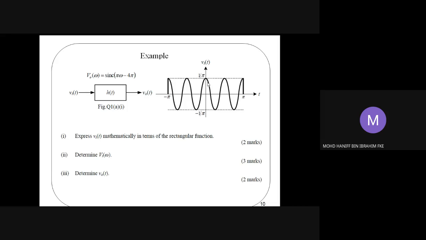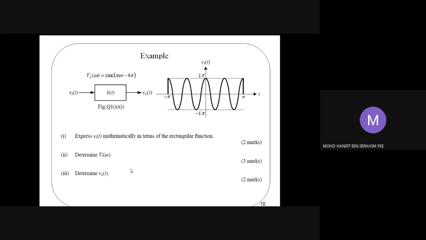It is further given that the signal Vi(t) is a cosine function, but limited between negative pi and positive pi. So it is a cosine function limited in time domain from negative pi to positive pi, with the amplitude from negative 1 over pi to positive 1 over pi. So this is the question. Number 1, express the Vi(t) given here mathematically in terms of rectangular function. Basically, it should be a multiplication between a cosine function and a rectangular function.